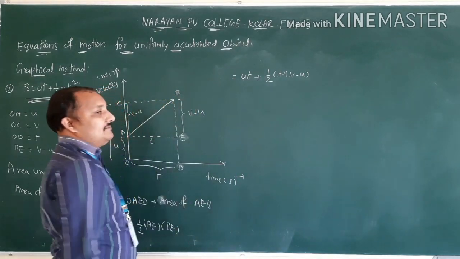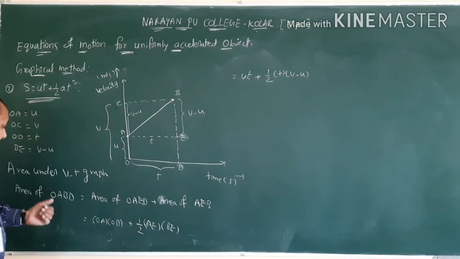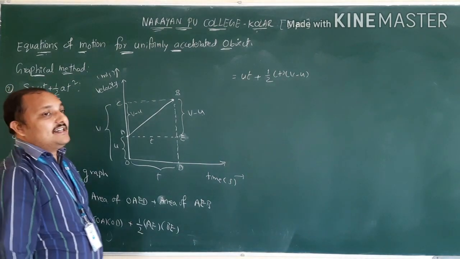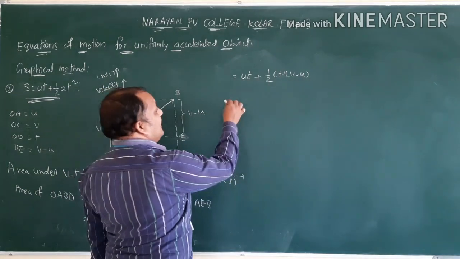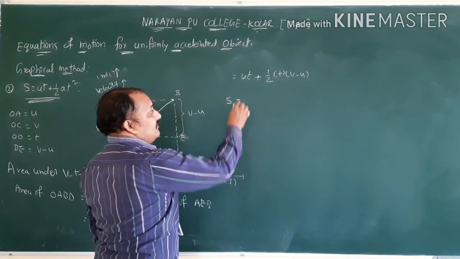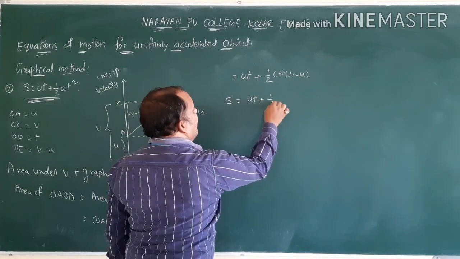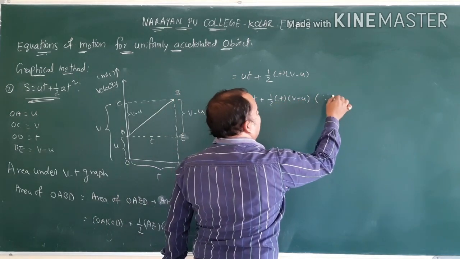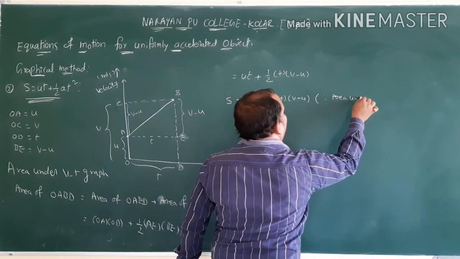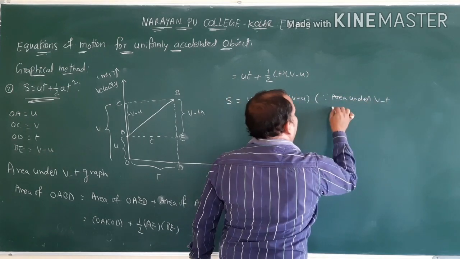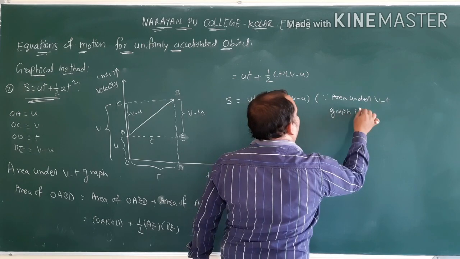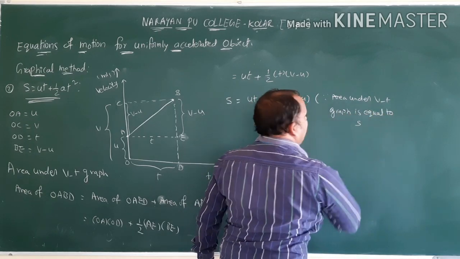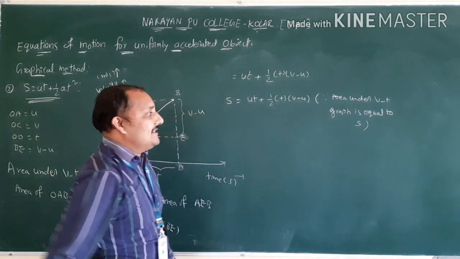So LHS. What are we finding on the LHS? Area under the velocity time graph. Already we came to know area under velocity time graph gives displacement. Therefore S is equal to UT plus half T into (V minus U). Here we have to write, since area under the VT graph is equal to displacement, therefore we wrote S here.